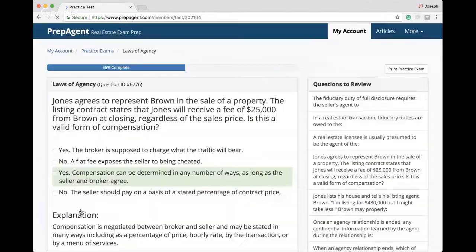Okay, the answer is C. I can pay you with a cookie if I want. All right, whatever's agreed upon between the two people. Okay, so as long as it's agreed between the two parties, whatever it may be, that's what you're going to go with.